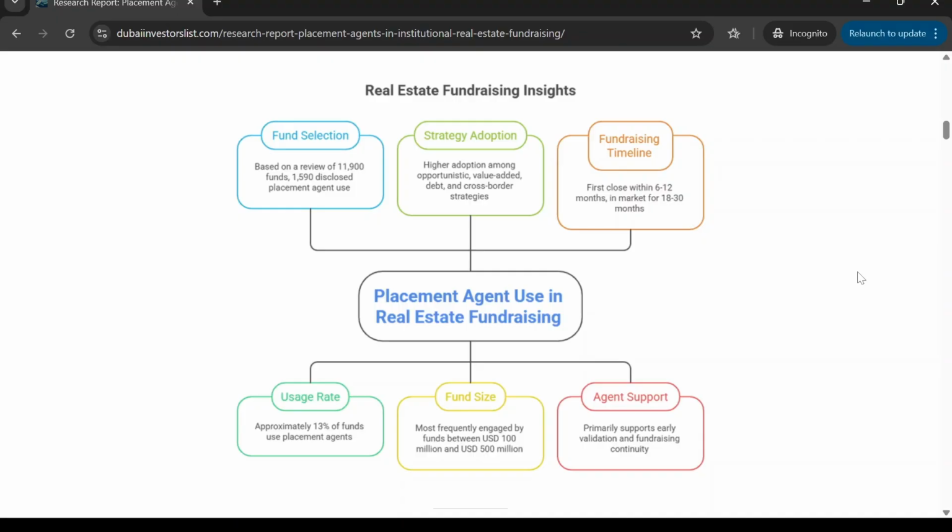Then you go down to the bottom left, usage rate. So approximately 13% of funds use placement agents. Those are real estate ones. Fund size, most frequently engaged by funds within 100 to $500 million. And you have to ask yourself, why would somebody want to use a placement agent? The answer is really clear.